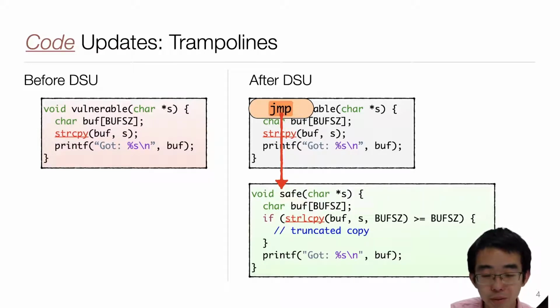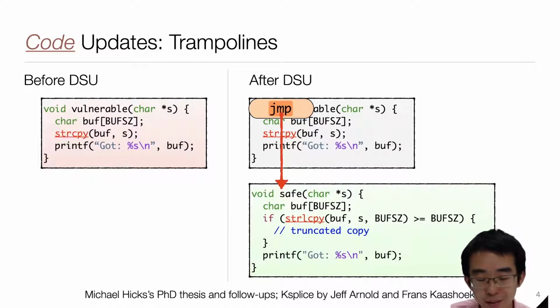Definitely, real-world cases are not this simple. A compiler may inline the vulnerable function and distribute the call to the string copy everywhere, and you have to carefully find every occurrence of them. Curious readers may refer to Michael Hicks and others' pioneering work on dynamic software updating.